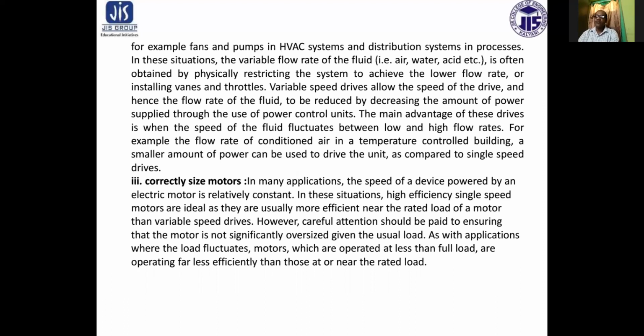However, careful attention should be paid to ensuring that the motor is not significantly oversized given the usual load, as with applications where the load fluctuates. Motors which are operated at less than full load are operating far less efficiently than those at or near their rated load.